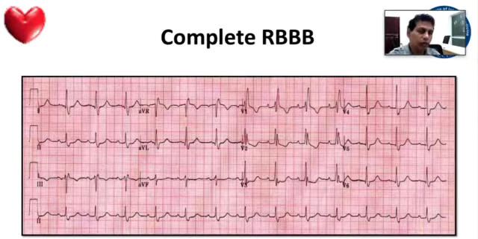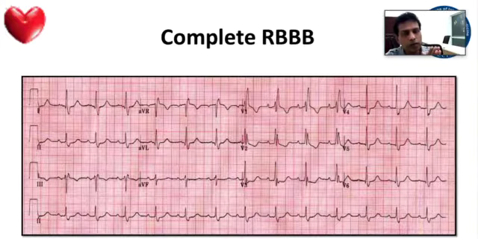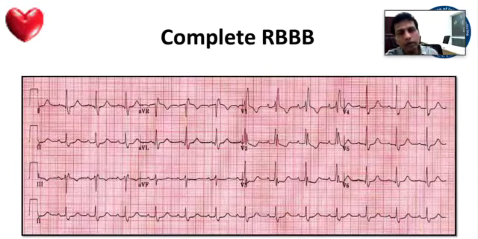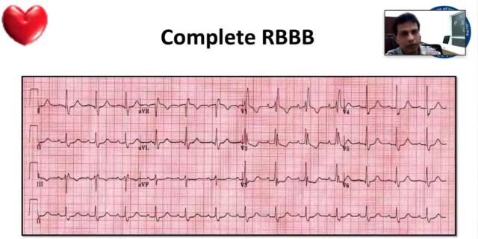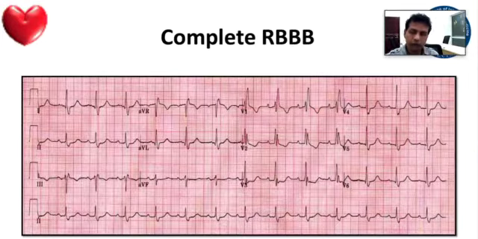Why we call it complete is that when the QRS complexes are not so wide, we diagnose partial right bundle branch block. Usually the QRS complex is 0.04 or 40 milliseconds. When it is more than 140, we call it a widened QRS complex.